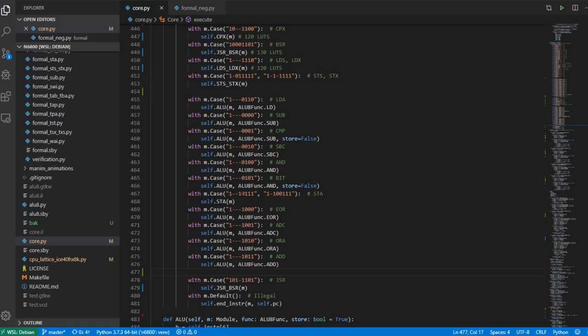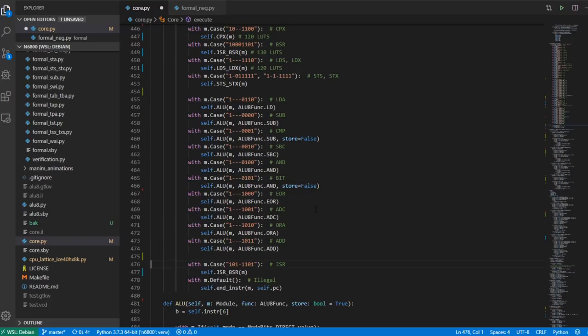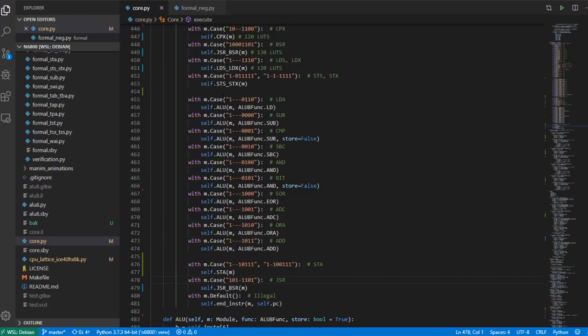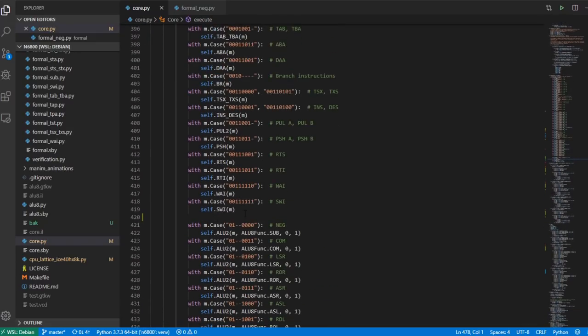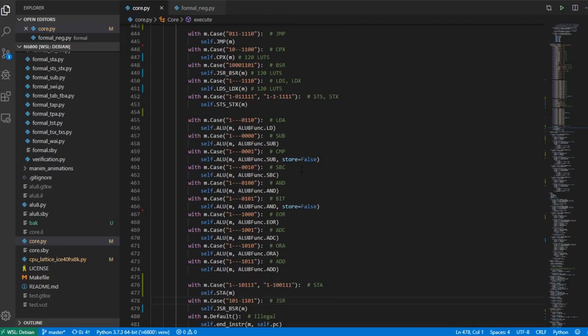So this is part of the ALU block of instructions, except for this thing, which is not an ALU instruction. So this is the block of ALU instructions right over here. I didn't miss anything, did I? No, doesn't look like it. Okay, so the only places that store is false are compare and bit. So compare is 0001 and bit is 0101.